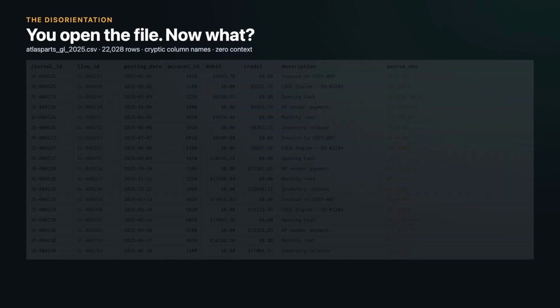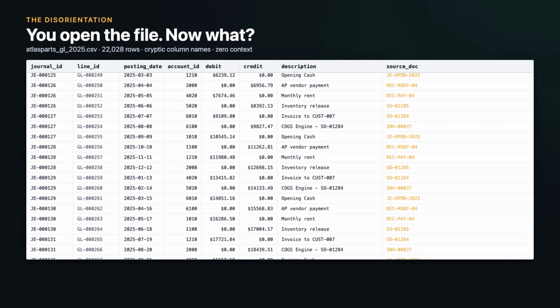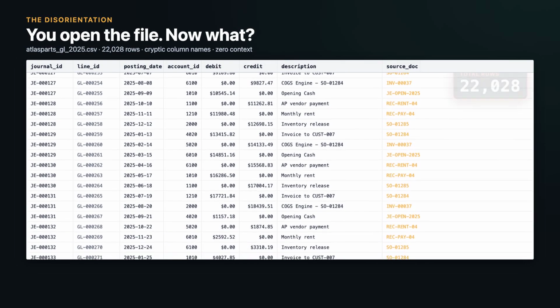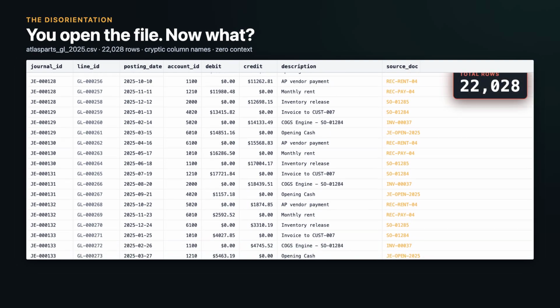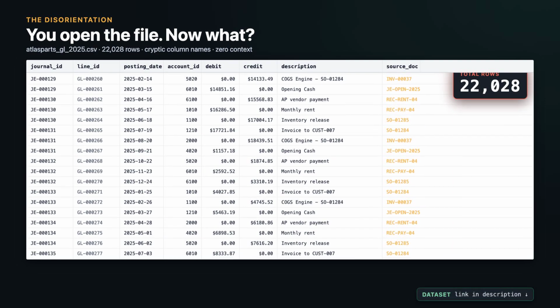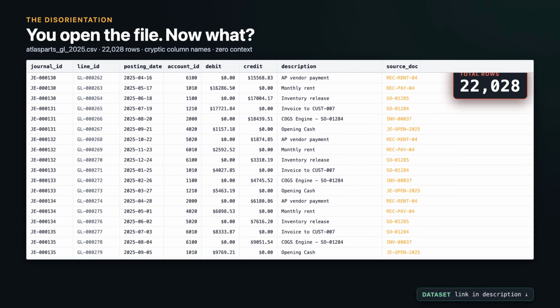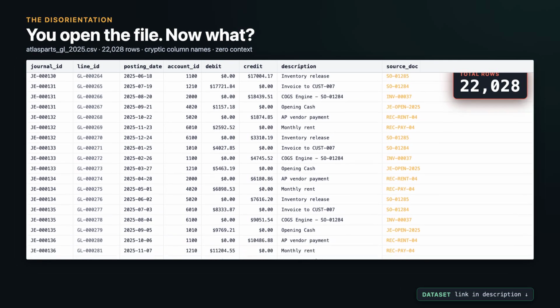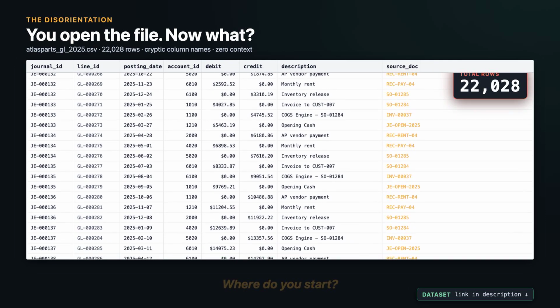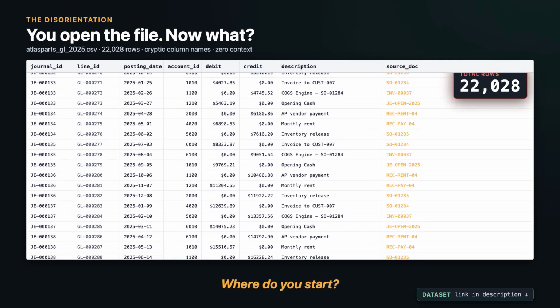You open the Excel file your ERP just produced. 22,000 rows. Each with a date, a 4-digit account number, 2 columns of dollar amounts side by side, a terse description, and a reference like sales order 01284. Where do you start?